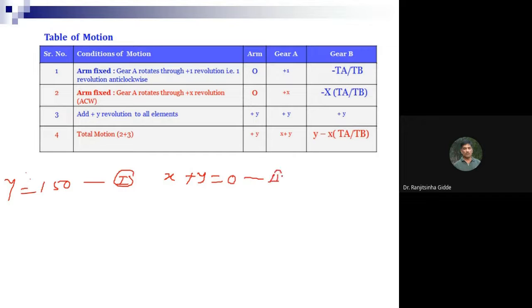This is the second equation, which we already wrote on the first slide. By considering these two, from equation 1 and 2, y is equal to 150. That means what will be the value of x? Tell me, what is the value of x? Minus 150. Did you understand, Omkar? Yes, sir. Okay.